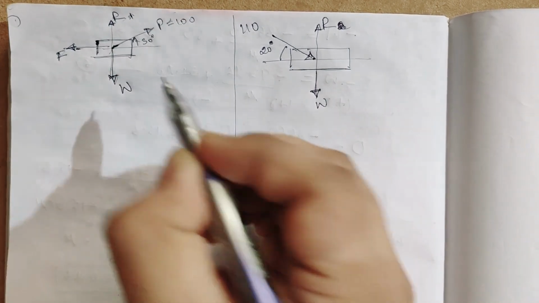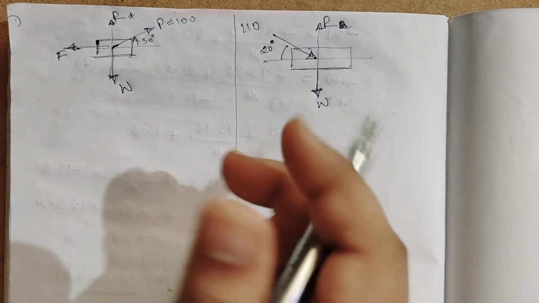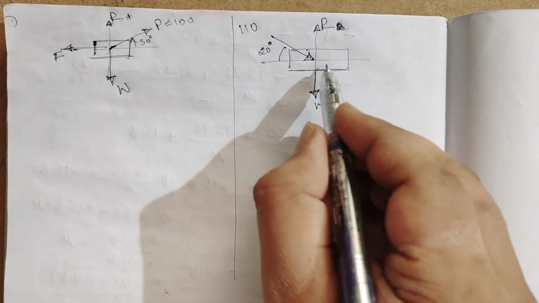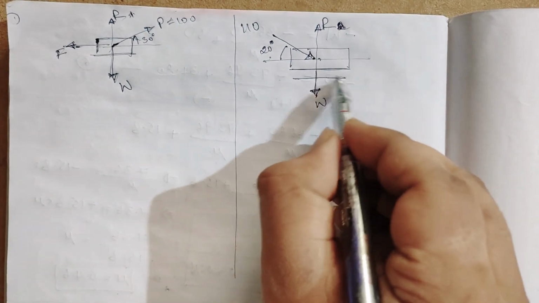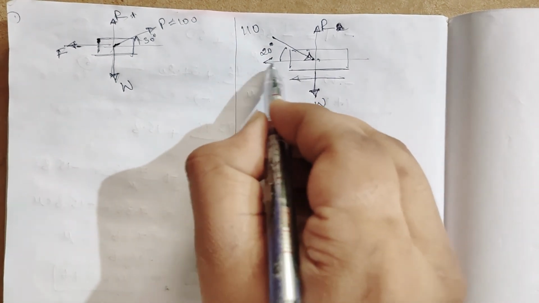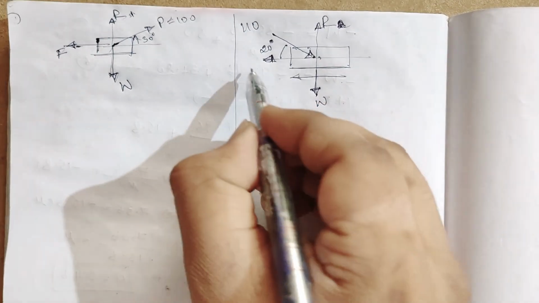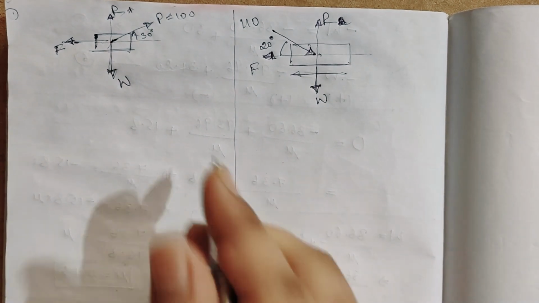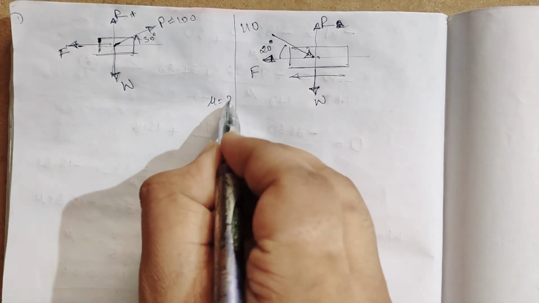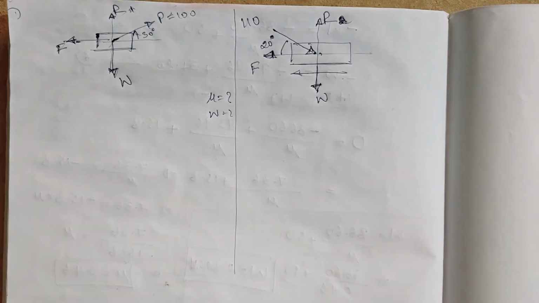And this be the W. So weight of this block is same. Okay, then what are the forces? Then also the friction force will act like this. So friction force will be like this. Here this is F and this will be F. We have to find what? We have to find mu and W.